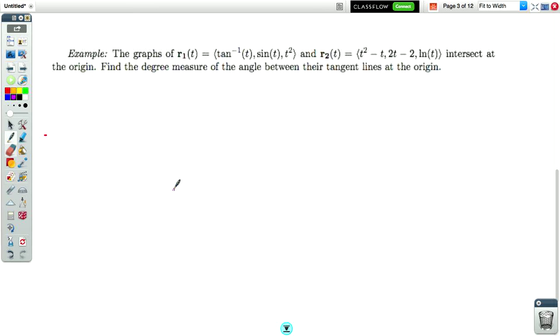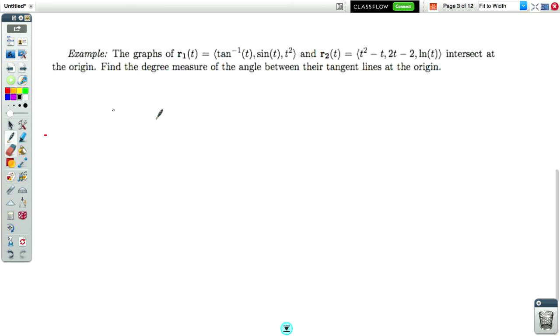Okay, so here's another application now that we're able to find the equations of the tangent lines. So this one says the graphs of this first vector valued function with an inverse tangent, which might freak you out a little bit: inverse tangent of t, sine of t, and then t squared, and then a second vector valued function, t squared minus t, and then 2t minus 2, and then ln of t. These two vector valued functions intersect at the origin, so that's just given to us. Find the degree measure of the angle between their tangent lines at the origin.